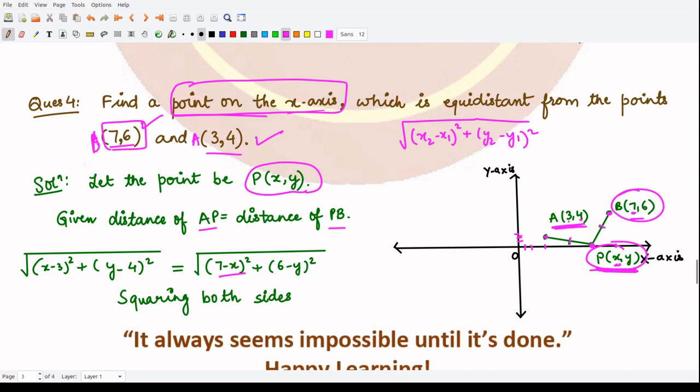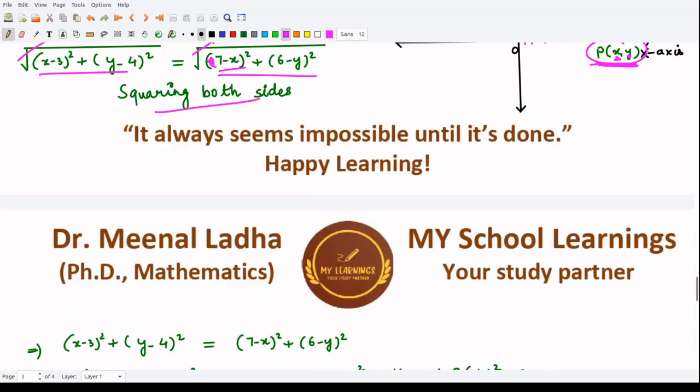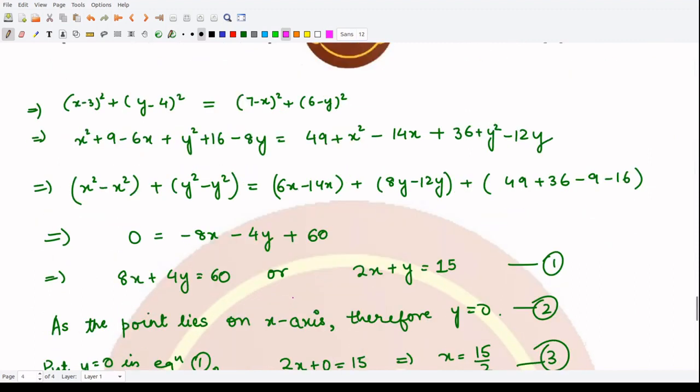You can take it this way also, because the negative sign would be common and thereafter its square would make it positive and we would have the same terms, correct? So here I took 7 minus x whole square plus 6 minus y whole square, under the square root of the complete term. Now in order to remove the square root, we can square both sides. Once you square both sides, the square roots are eliminated, hence you are left with just x minus 3 whole square plus y minus 4 whole square equals 7 minus x whole square plus 6 minus y whole square. Now you have to simplify and solve it.